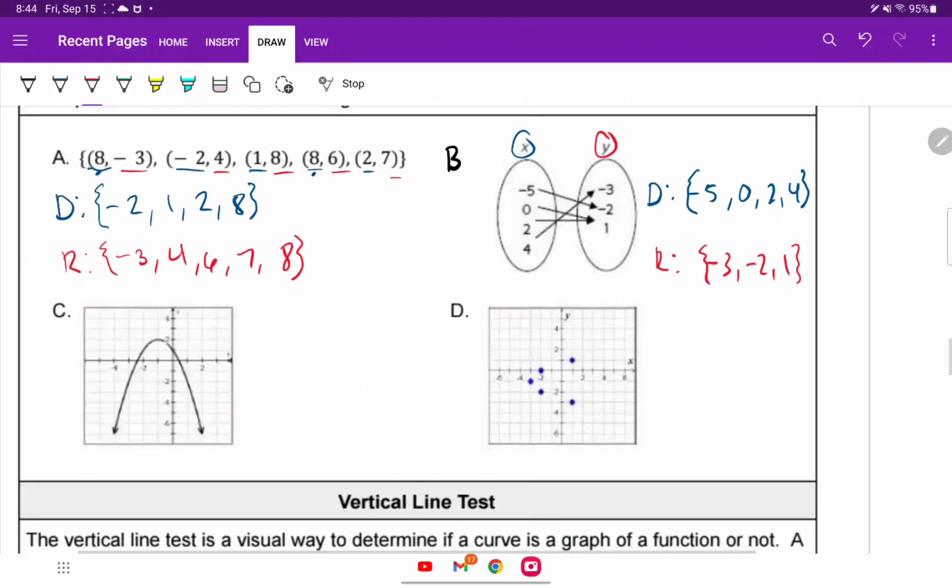All right, let's take a look at letter C. Now letter C, this is a continuous function.